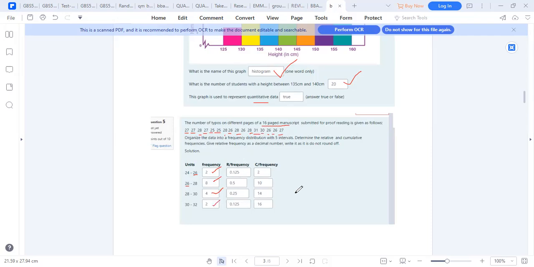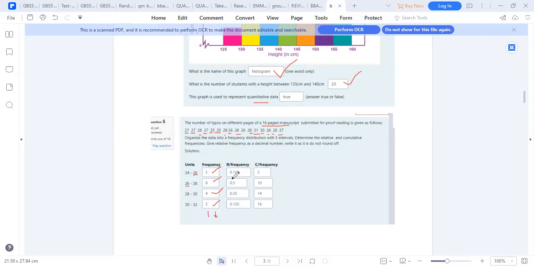So how did you find the cumulative frequency? We add. The 2 comes there. 2 plus 8, 10. 10 plus 14. 14 plus 2, 16. Remember how we get this, yeah? Then the total is going to be 16.